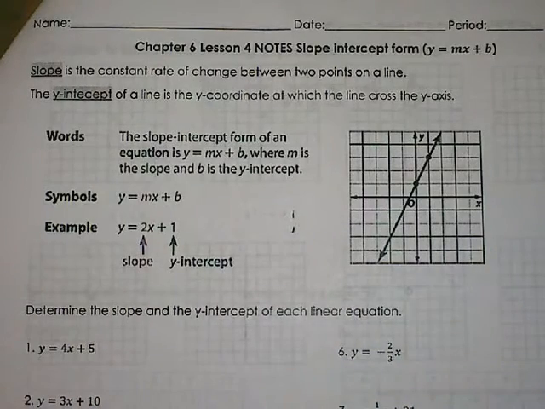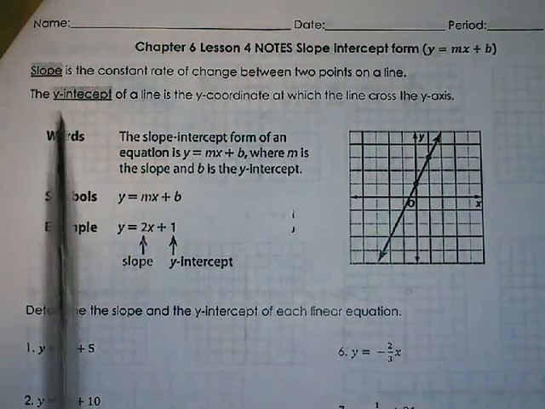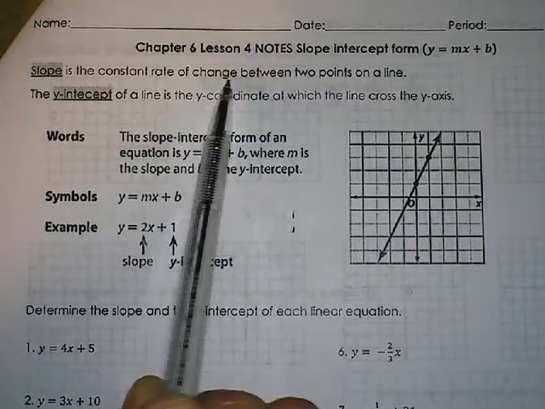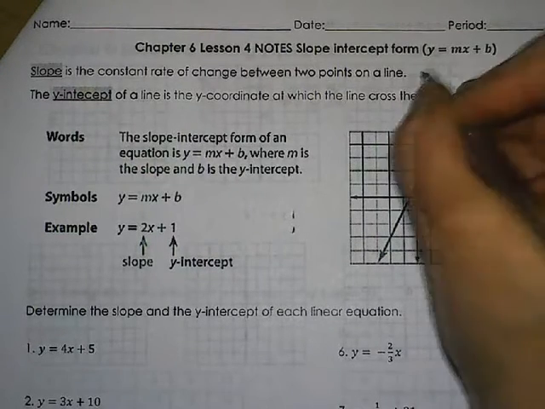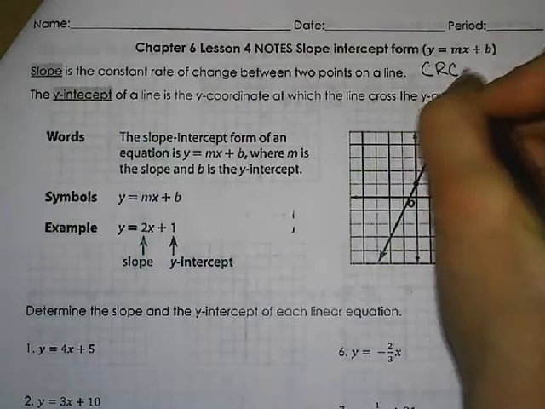Chapter 6, Lesson 4, Notes. The linear equation in the slope-intercept form. The slope is the constant rate of change between 2 points on a line. We have been working with the constant rate of change in finding the change in y over change in x.